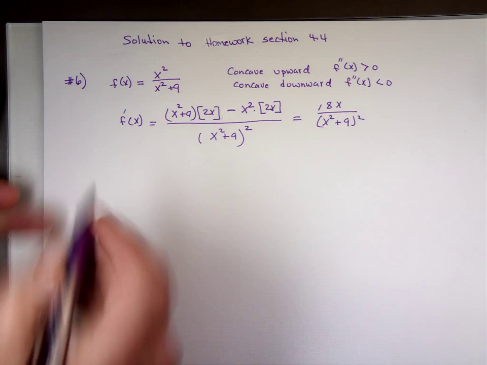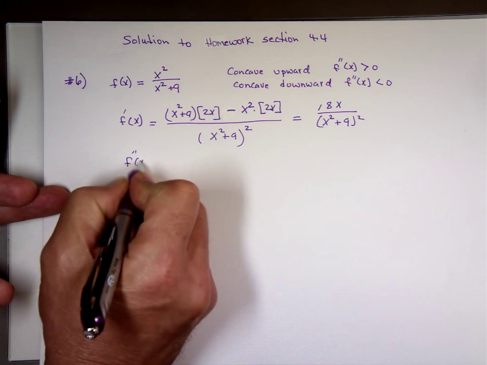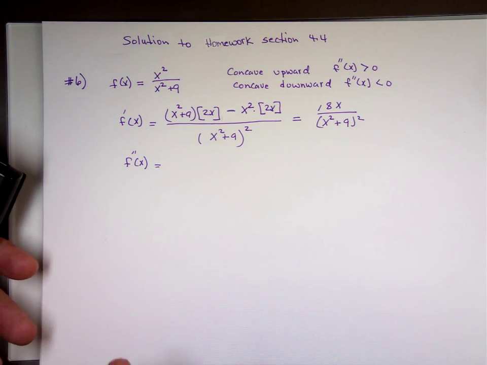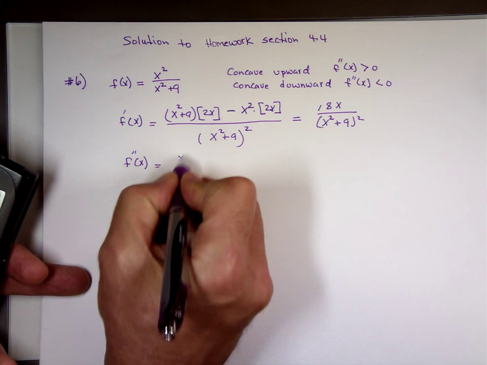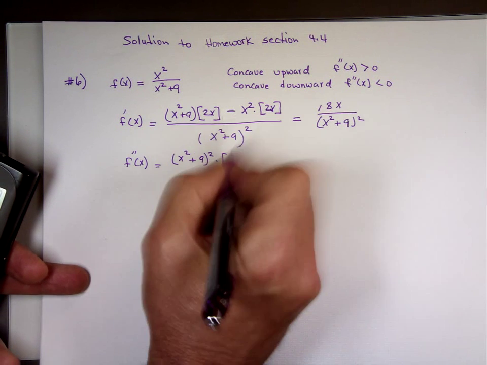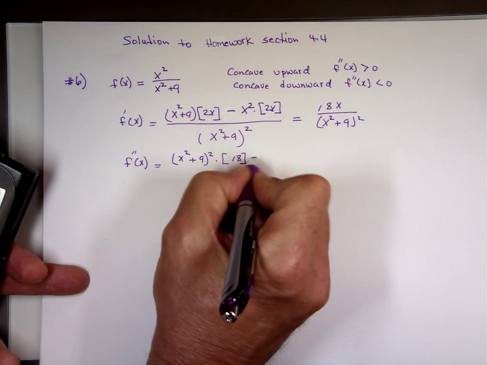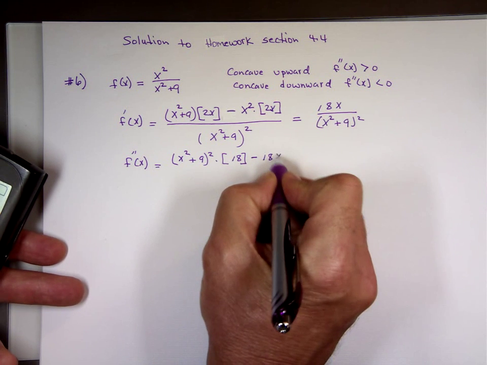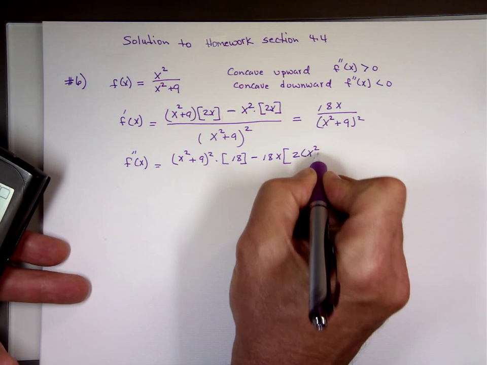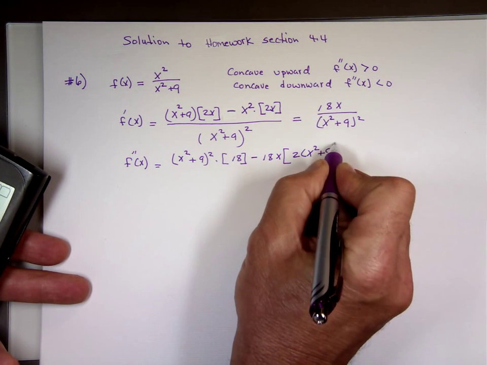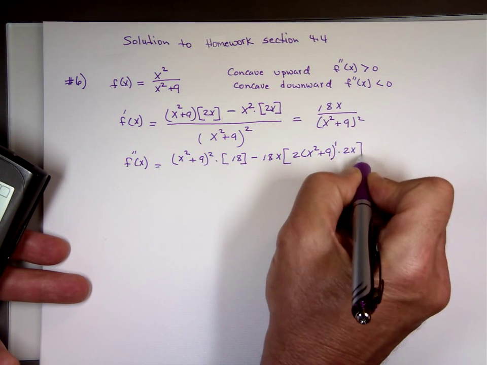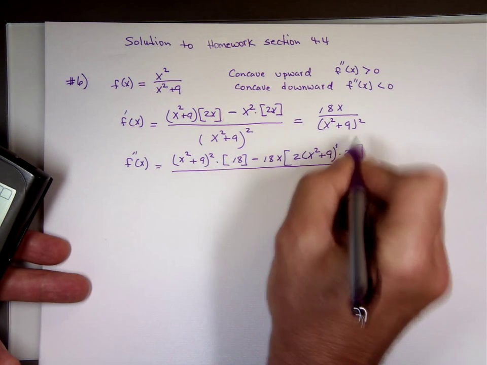So now let me take the second derivative. Again, I can use the quotient rule again. Times the derivative 18x, which is 18, minus the top, which is 18x, times the derivative of the bottom, which is 2 times x squared plus 9 to the first power, times the derivative of what's on the inside, which is 2x. The whole thing divided by the bottom squared.